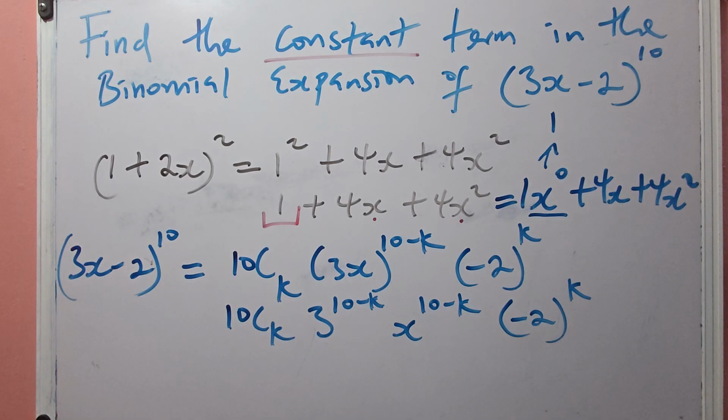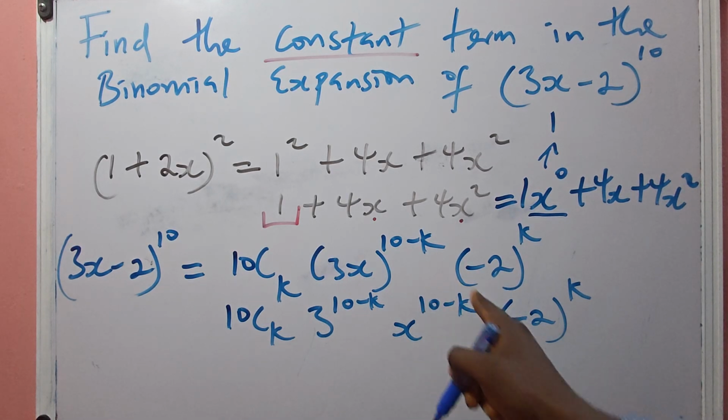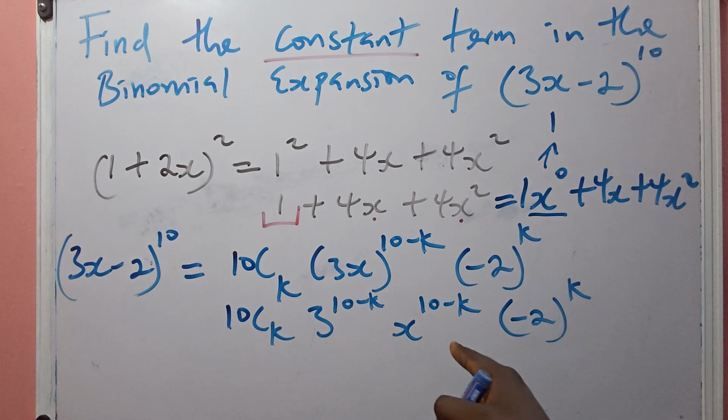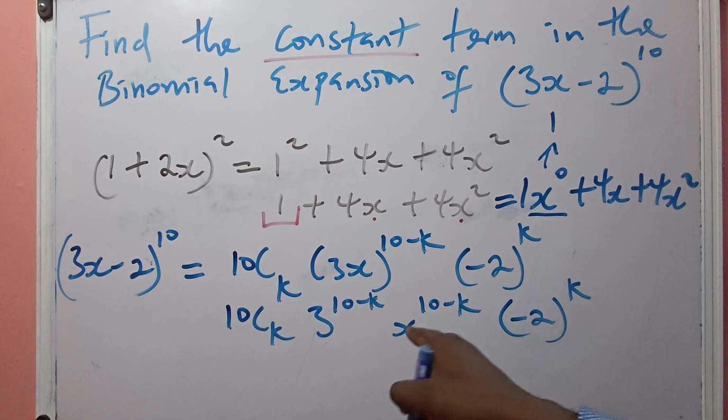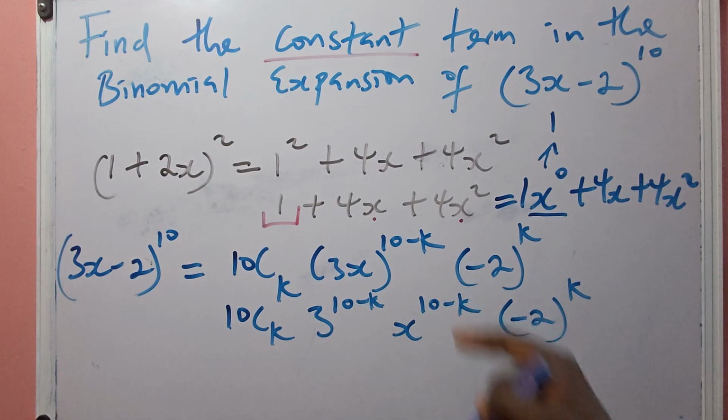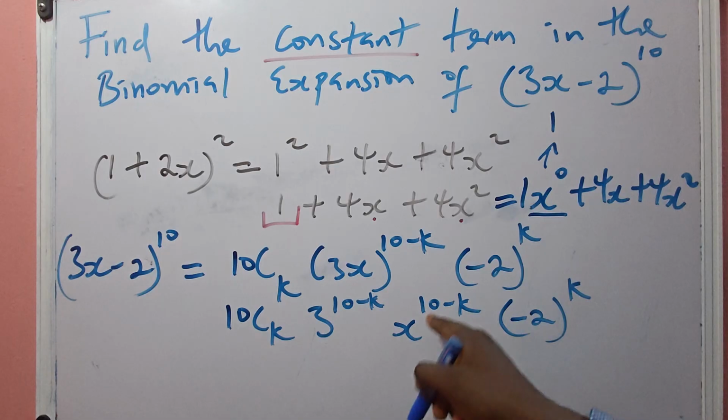Whatever has x raised to the power 0 is the constant term. Let me say that one more time. You can establish that as a theorem. Whatever in your expression has x raised to the power of 0 is your constant term. So you want to then ask yourself, what will be the value of k that will make this particular expression of x raised to the power 10 minus k become x raised to the power 0? For you to have x raised to the power 0, obviously your k has to be 10.